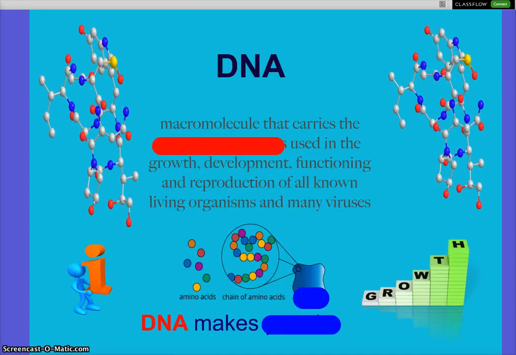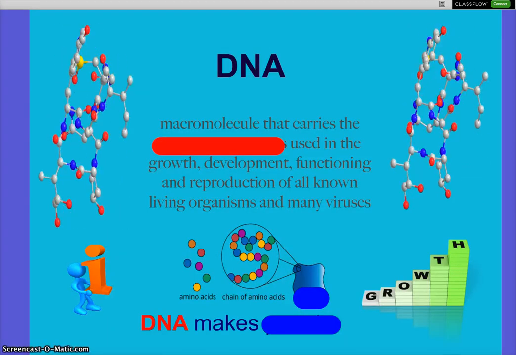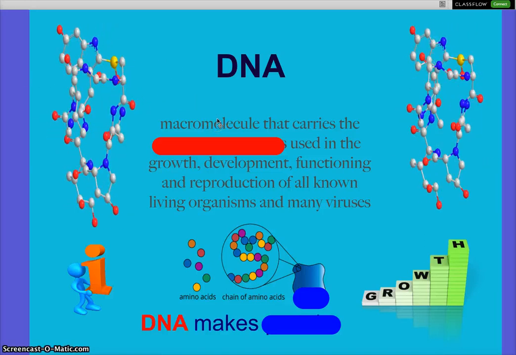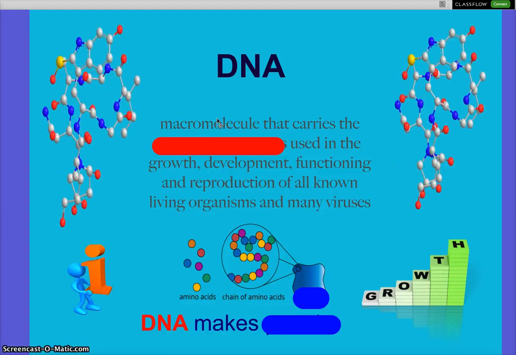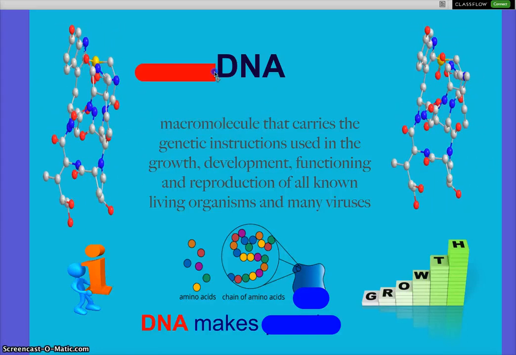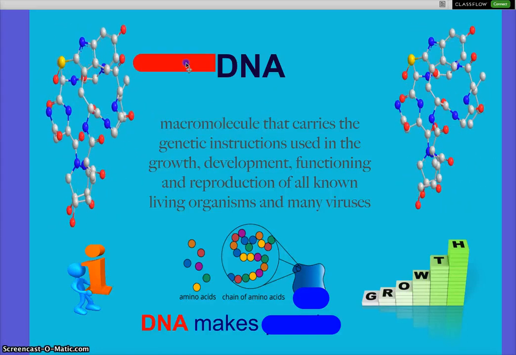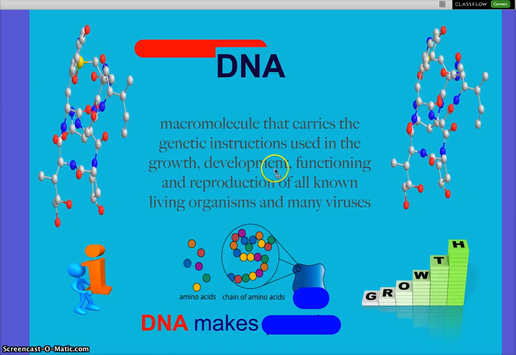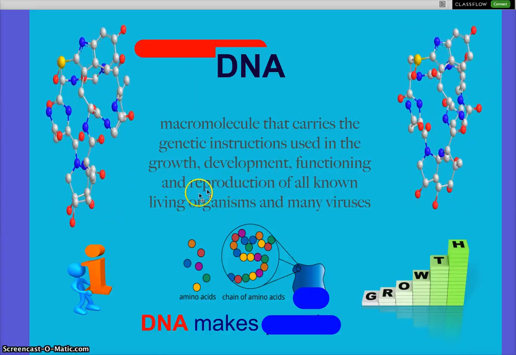So DNA, deoxyribonucleic acid, is a macromolecule. What does it mean to be a macromolecule? Remember we learned 4 of those already? A big molecule. It carries genetic instructions that give information for the cell to grow, develop, function, okay, and reproduce.